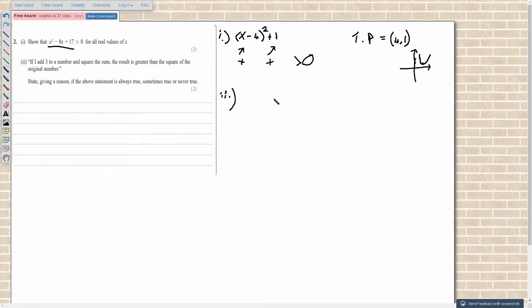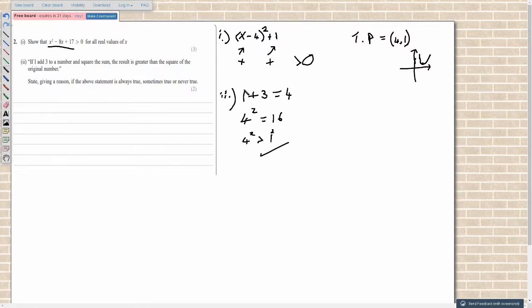Well, if I picked 1, for example, as my number, 1 plus 3, well, that's 4, right? We don't need to be doing A-level maths to work that out. It's 4. If I square this, 4 squared, that's 16. Well, 4 squared is clearly bigger than 1 squared, right? It works for that, right?